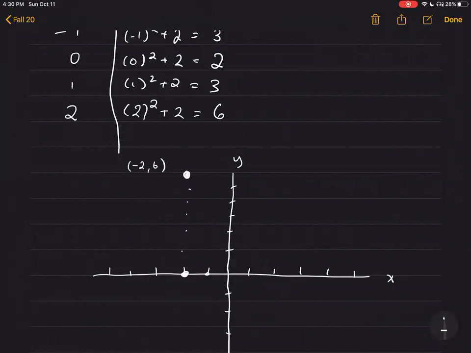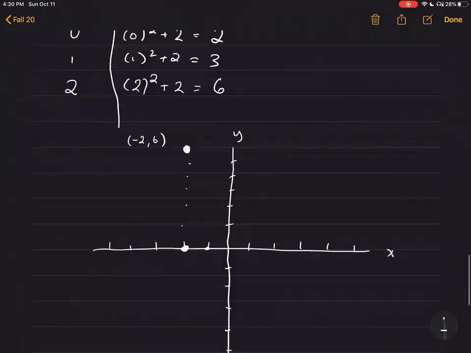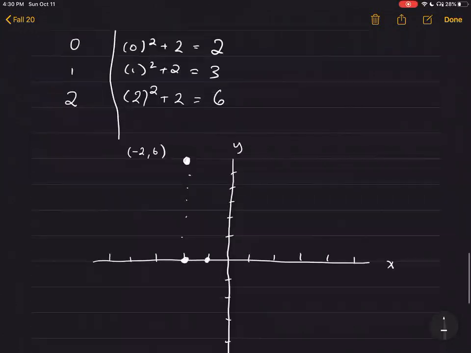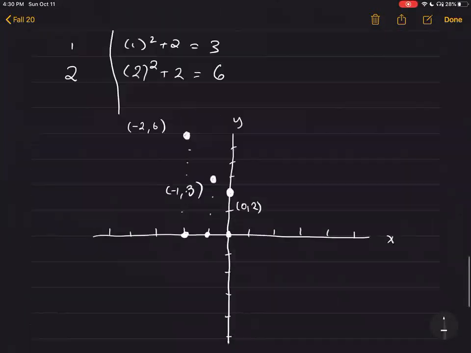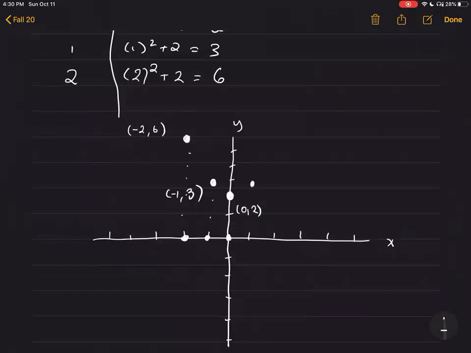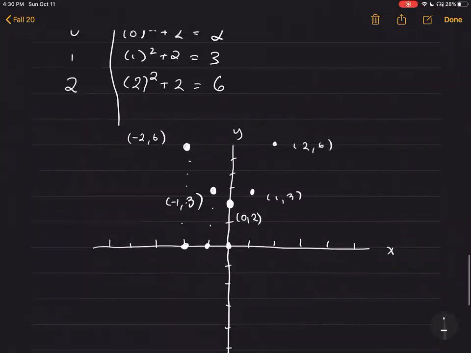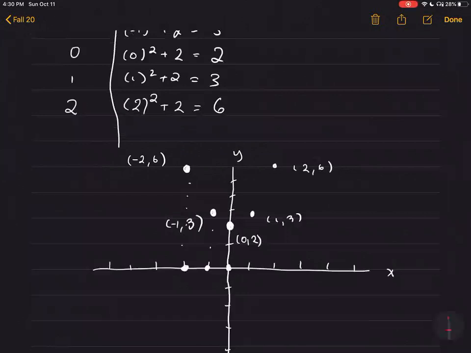And then our next point is (-1, 3). So that's back 1 on the x-axis and up 3 right here. And then we have (0, 2). So 0 on the x-axis, up 2 on the y. And then we also have (1, 3), which would be here. And then we have (2, 6). And then we just connect these lines together. So that would look like this.